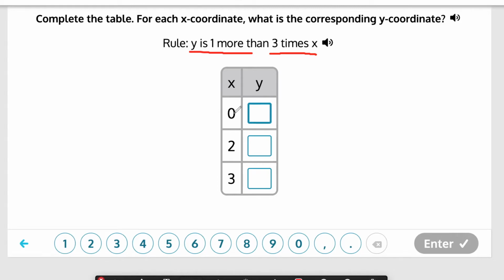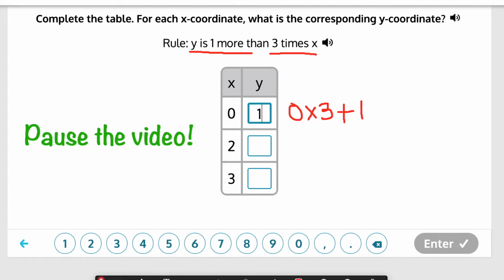So let's think. 0 times 3 plus 1. So I know 0 times 3 is 0, plus 1 is 1. Notice that I'm always going to do the x times 3 first, thinking about order of operations. Multiplication comes before addition. So 2 times 3 plus 1 and 3 times 3 plus 1. Go ahead and find the y-coordinate for the following two x-coordinates. You can turn and talk to a partner or type it into the Zoom chat.